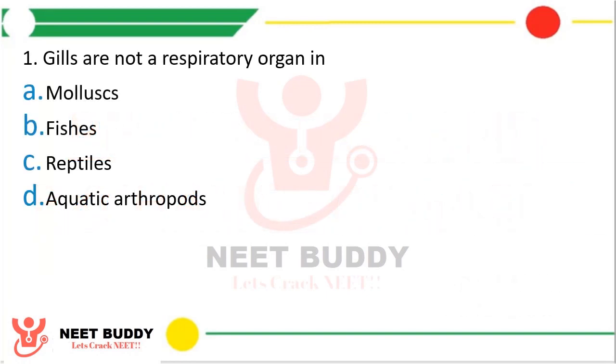Question number 1. Gills are not a respiratory organ in option A, molluscs, option B, fishes, option C, reptiles, or option D, aquatic arthropods. The correct answer is option C, that is reptiles. In reptiles, the respiratory organ is lungs, not gills.